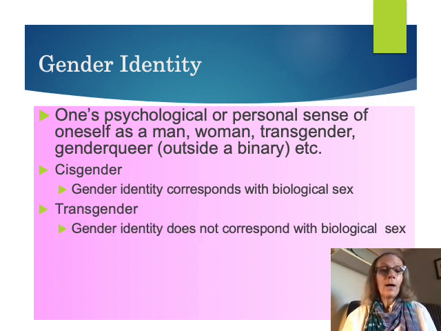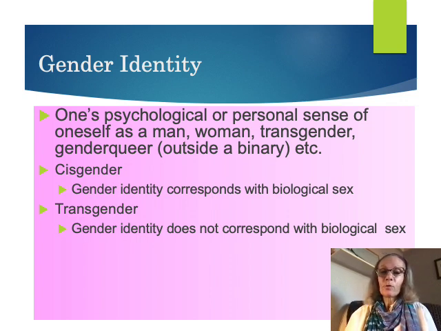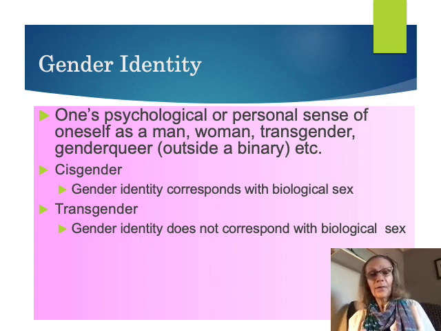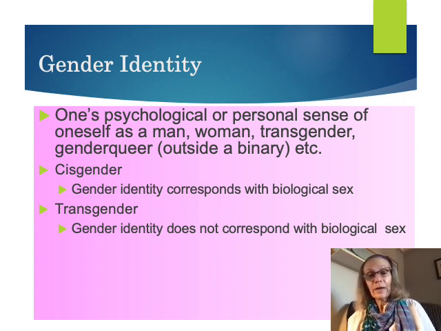Transgender is when your gender identity does not correspond with your biological sex. For example, you have a vagina and ovaries, but you don't feel like a woman, right? That's not your cycle. That's not what your identity is. And trans is Latin for "on the other side of." So your biological sex is on the other side of your gender identity.